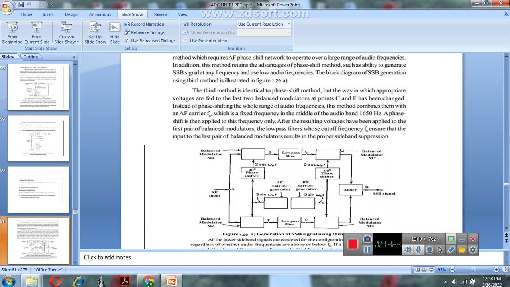The AF network operates over a large range of audio frequencies. The advantage of the phase shift method is the ability to generate a single sideband signal at any frequency using low audio frequencies. This is required for generation of the SSB signal. So SSB generation consists of three methods: the first is the frequency discrimination method, the second is the phase discrimination method, and the third is the Weaver method. Based on these methods, the SSB signal can be generated.